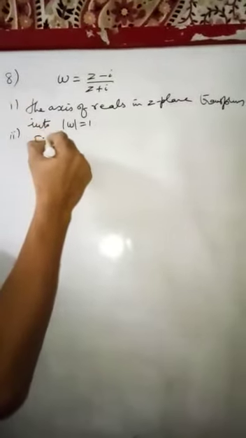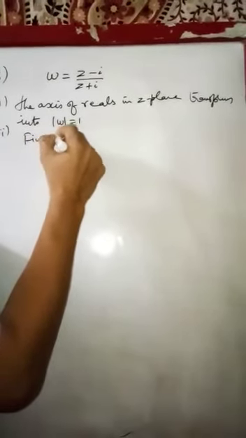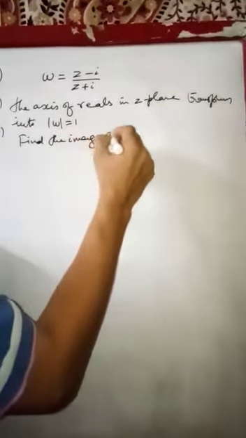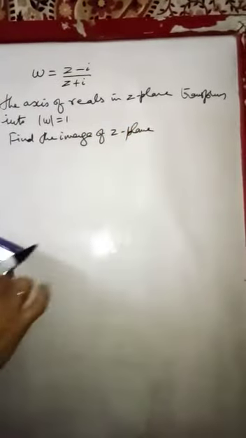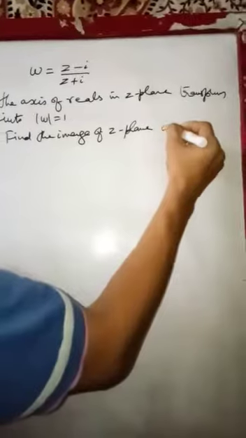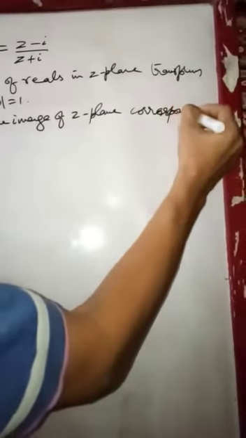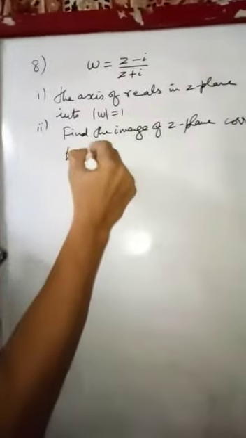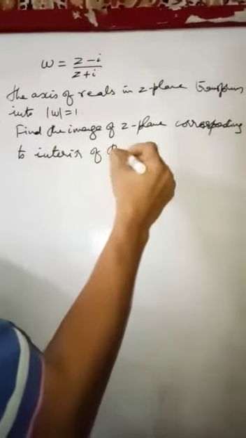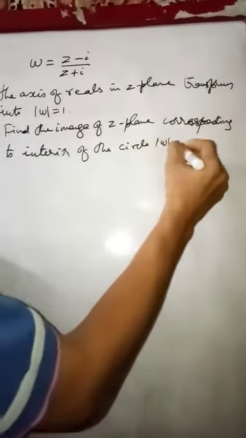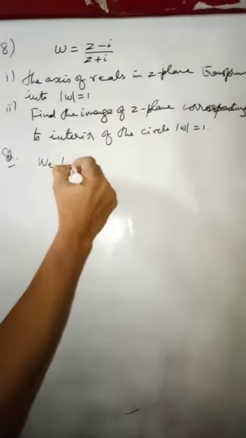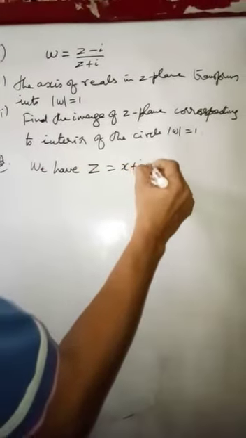Second subdivision, you have to find out the portion or image of the z plane corresponding to the interior of the circle mod omega equal to 1. So we'll solve this. We know that in a complex number, z equal to x plus iy.